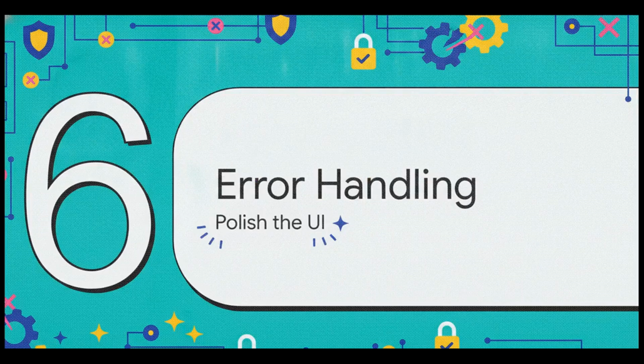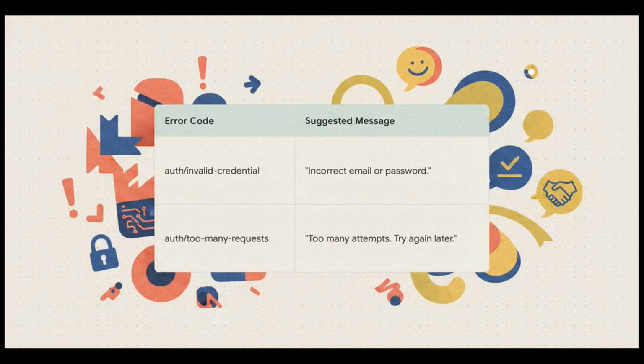And finally, Section 6, handling errors and polishing the UI. This final polish is exactly what separates amateur apps from truly professional user experiences. You see, Firebase errors arrive as objects with a specific code property. Now, we've all been tempted to do it, but showing a raw robotic error code like auth/too-many-requests directly to a user, that is a cardinal dev sin. They have no clue what that means.